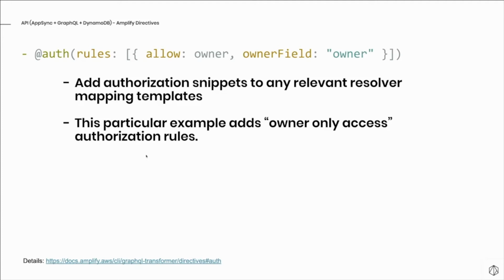The add auth directive allows you to manage different levels of authorization on your GraphQL types. It adds relevant logic to your AppSync resolvers that manage the authorization while running mutations or queries. This particular example adds logic to the resolvers to make sure that the specific type has owner-only access, which means that only the person who created the object can retrieve it.